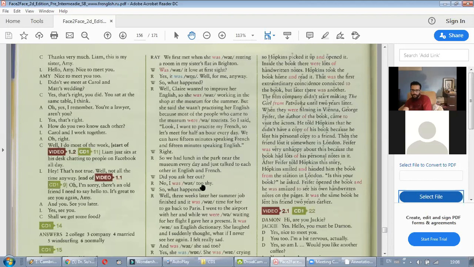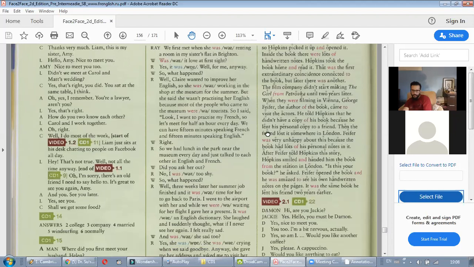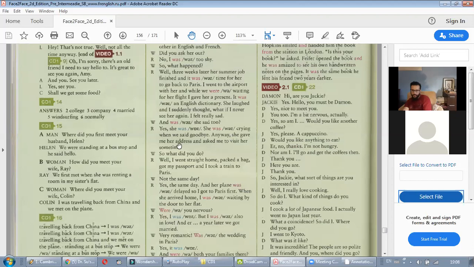No, I was too shy. So what happened? Well, 3 weeks later, her summer job finished and it was time for her to go back to Paris. I went to the airport with her, and while we were waiting for her flight, I gave her a present. It was an English dictionary. She laughed, and I suddenly thought, what if I never see her again? I felt really sad. Was she sad too? Yes, she was. She was crying when we said goodbye. Anyway, she gave me her address and asked me to visit her sometime. So what did you do? Well, I went straight home, packed a bag, got my passport, and I took a train to Paris.